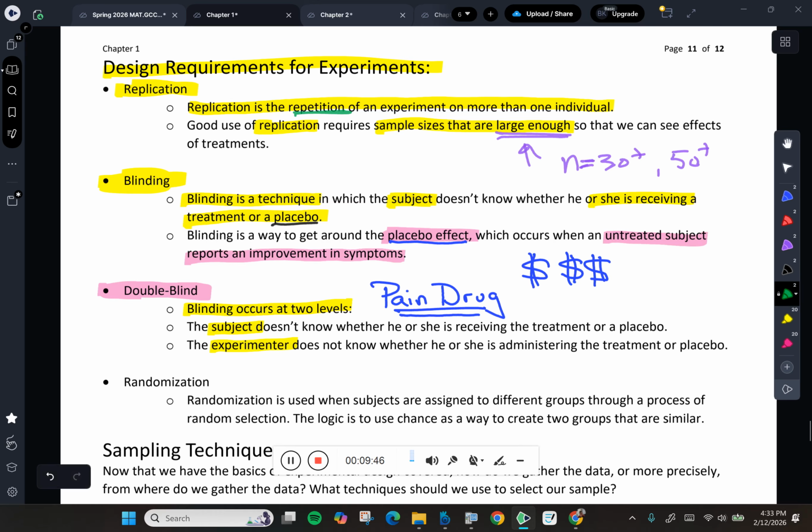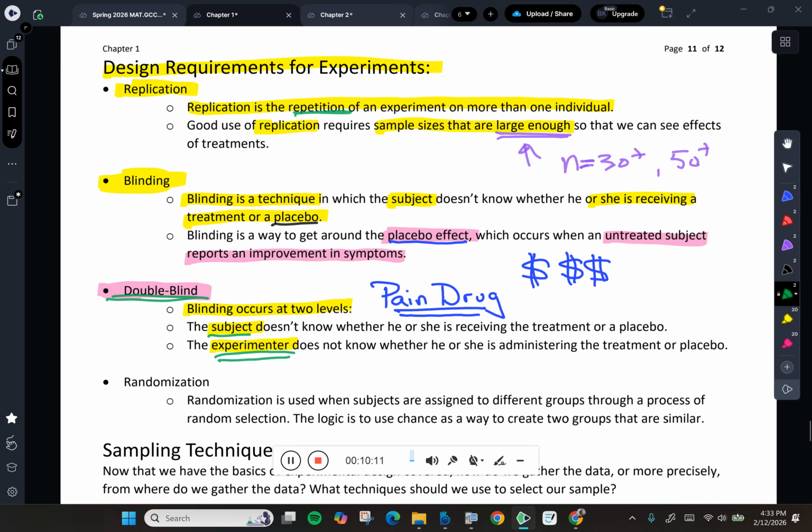So if we double blind this, where they don't know and I don't know, I am much more likely to not unintentionally or intentionally, if I was a dishonest person, affect the outcomes of this study. So the idea is the experimenter not knowing whether or not this person has the real drug or not.